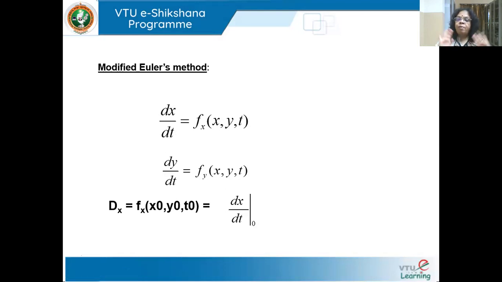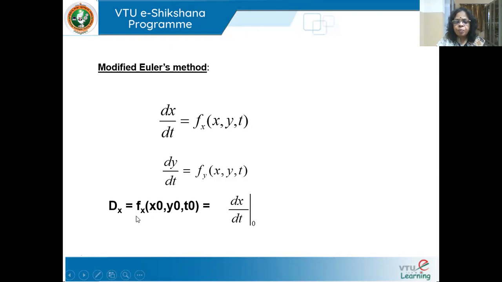So I know the initial values. I know x naught and y naught at time t naught. t naught is the starting time. I need to know it. In any differential equation, the initial conditions are a must. You need to know it. So the initial conditions I know, right?